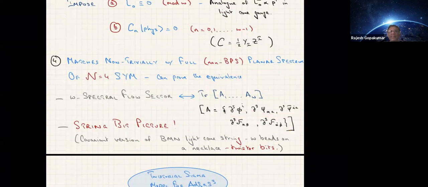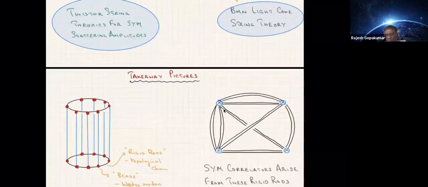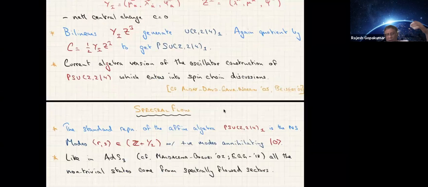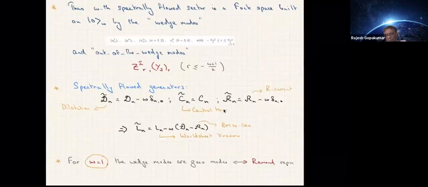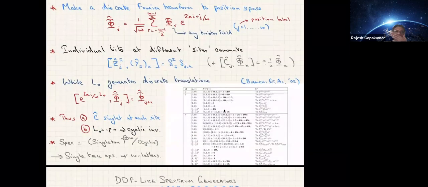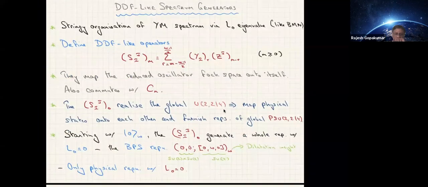So the singleton construction, or this oscillator construction of the PSU(2,2|4), is very clever. It kind of knows it. It's built into it. So that's a very important point, because you are matching the spectrum modulo the equations of motion. Okay, so let me quickly speed up since I'm running out of time.